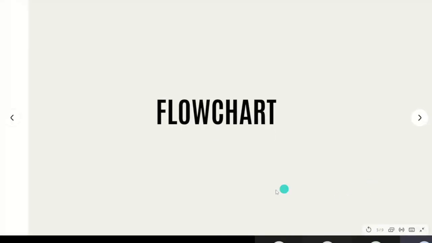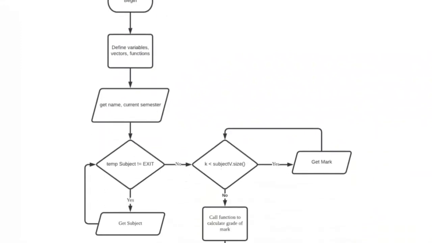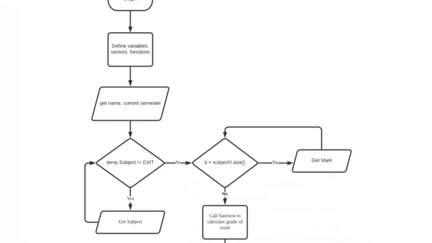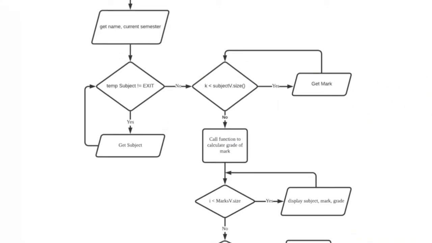The second section of this video will be the flowchart, and I would like to invite Anzari to explain the flowchart that we have prepared. For the flowchart, when the user begins the program, the user must define variables, vectors, and the functions to get the name and the current semester of the students. And then the user will input all the subjects that the students take. And if there are no more subjects that the students take, the user will press exit to get the marks of each subject that the students take.